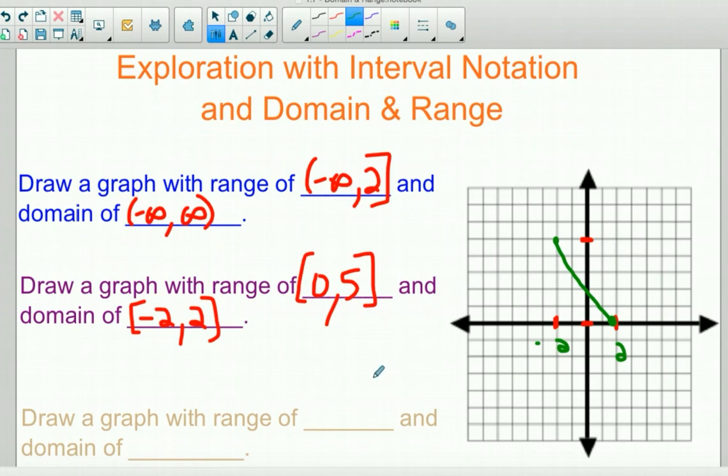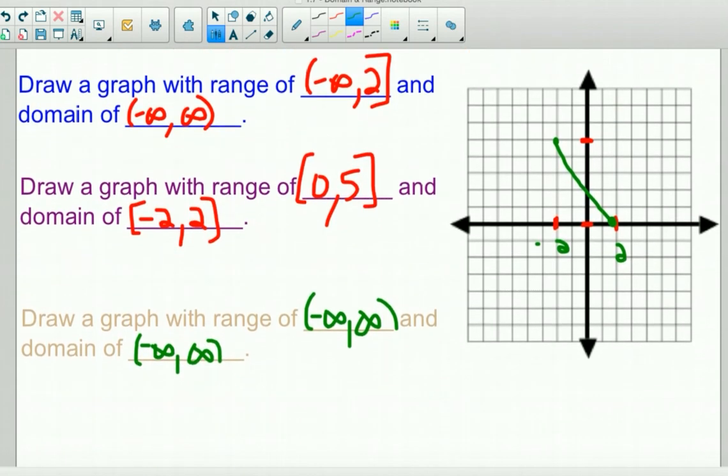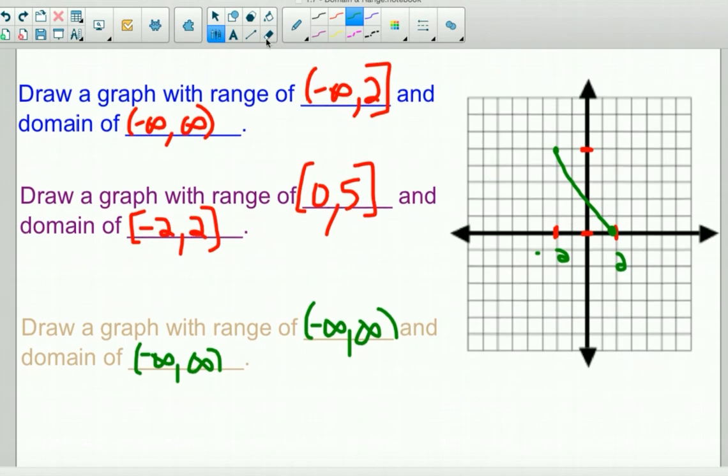The last one I wanted to do is let's draw one with a range of -infinity to infinity, and a domain of the same thing, so -infinity to infinity. Right, so you can pause it, and when you think you have one done, resume, and I'll give you an example, but it could be totally different than yours.